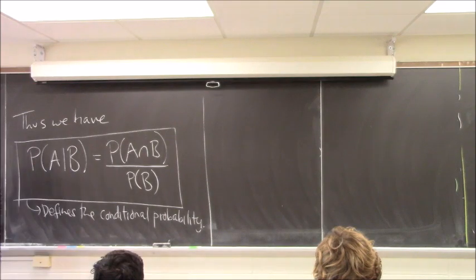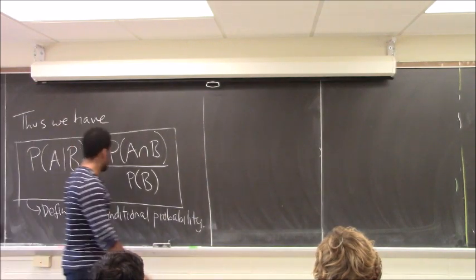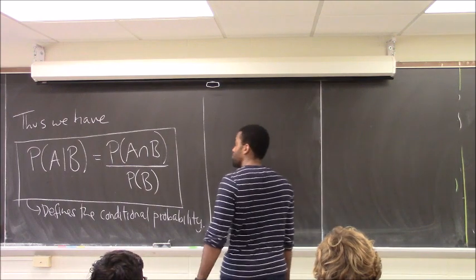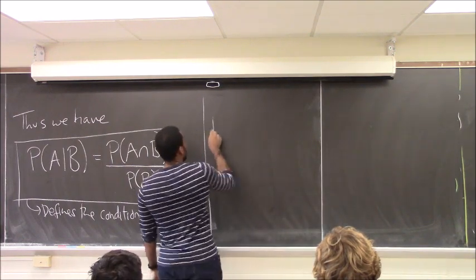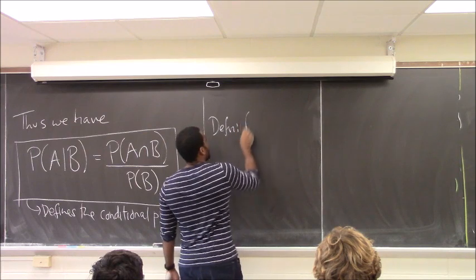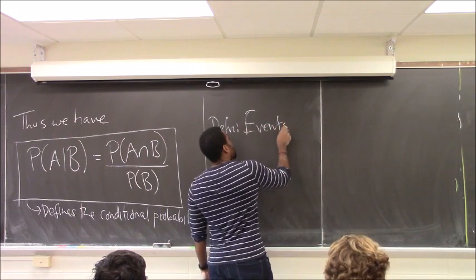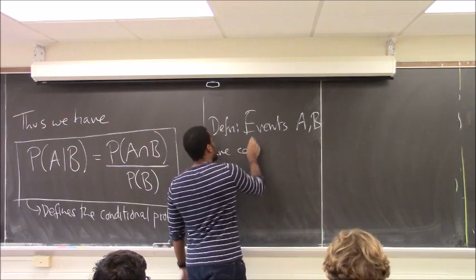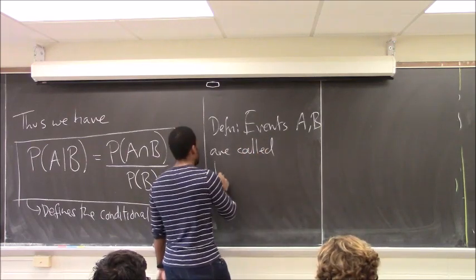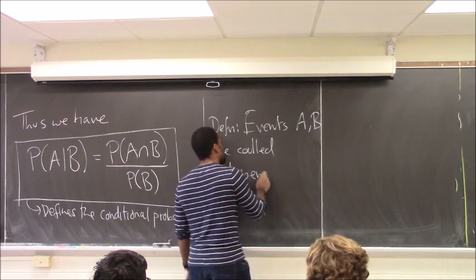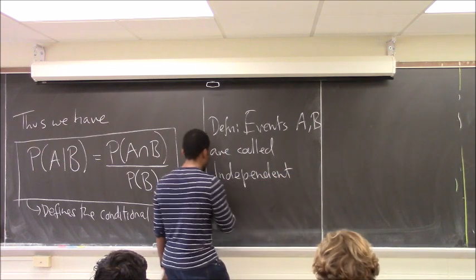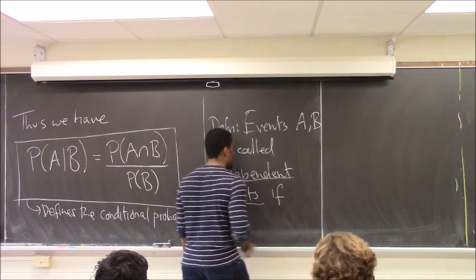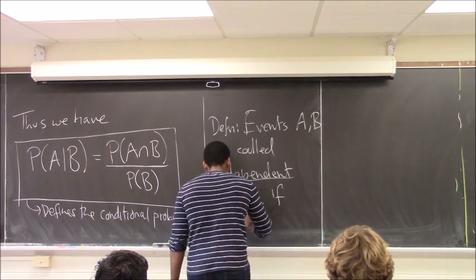So that's an important formula. Let's introduce an important idea to wrap up here. Now, definition. Events A and B are called independent events if the occurrence of one does not affect the occurrence of the other.